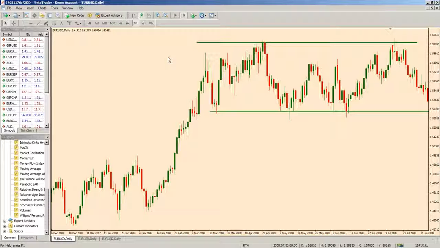Now you take a look here. You've got the backdrop, a sideways channel. We've got very good support here, and good resistance at the all-time high up here. Once you see that.